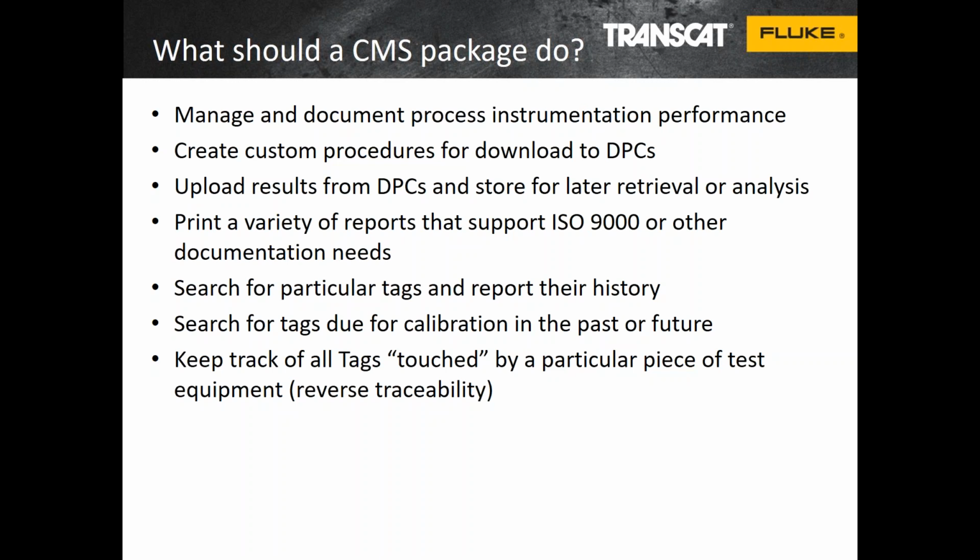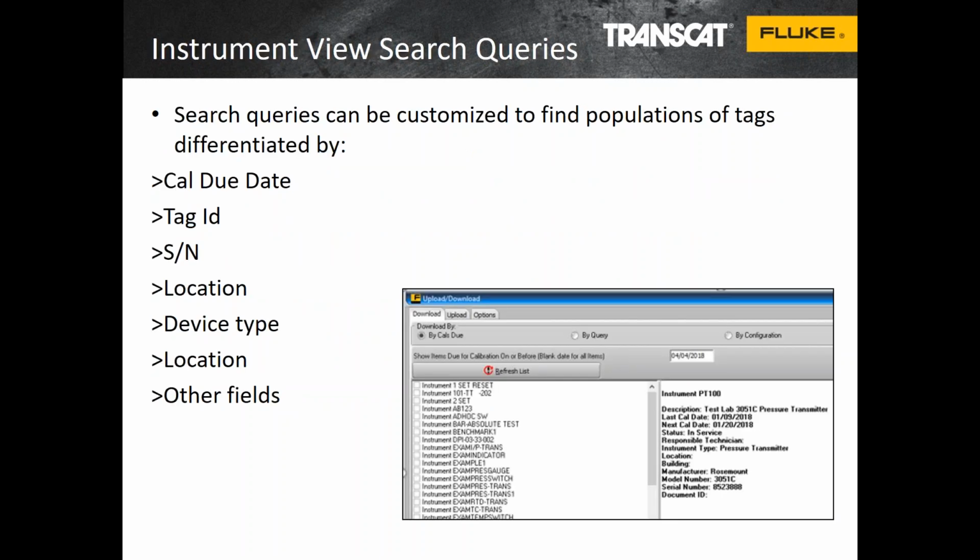They should be able to search particular tags and report their history, search for tags due for calibration in the past or future, and keep track of all tags touched by a particular piece of test equipment. That's particularly useful if the calibrator is returned for recertification and you find out that the calibrator you've been relying on has fallen out of tolerance. You can run a reverse traceability report and find the devices that have been touched.